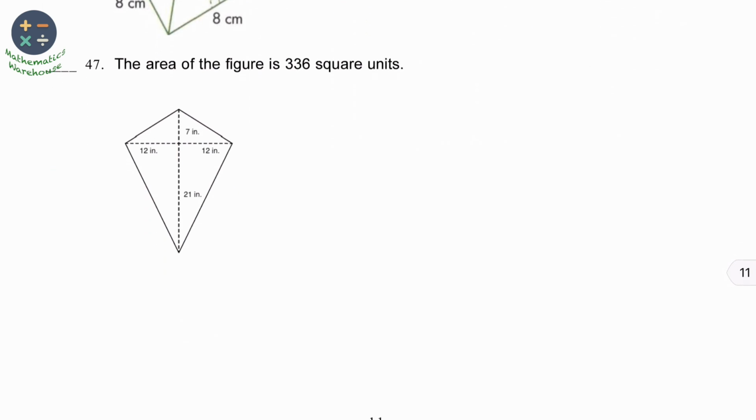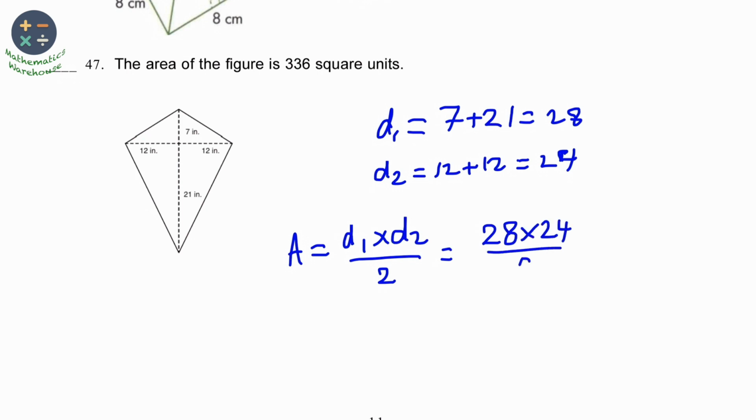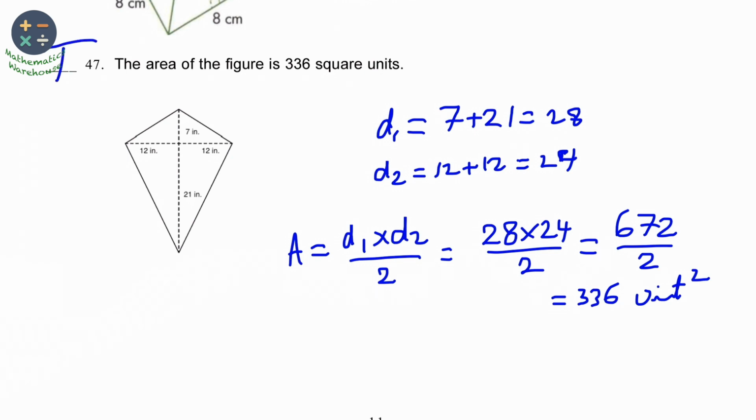Next question. The area of the figure is 336 square units. As we know, this is a kite, and the area of a kite equals the product of the two diagonals divided by 2. So now we have D1, the first diagonal, is 7 plus 21 equals 28. D2 is 12 plus 12 equals 24. Now apply the rule, which is area equals D1 times D2 divided by 2 equals 28 times 24 divided by 2, which is 672 divided by 2 equals 336 square units. So the answer is true.